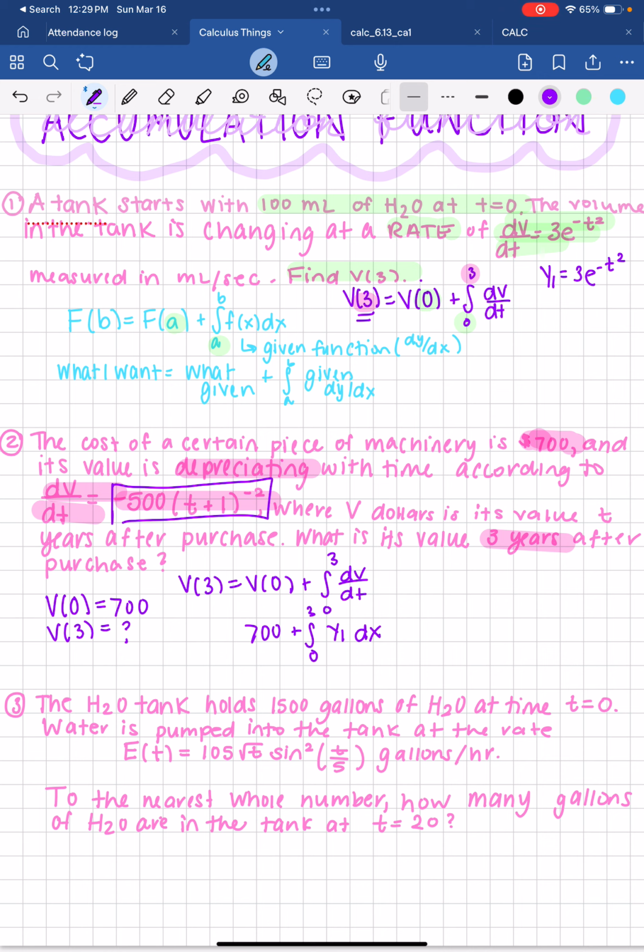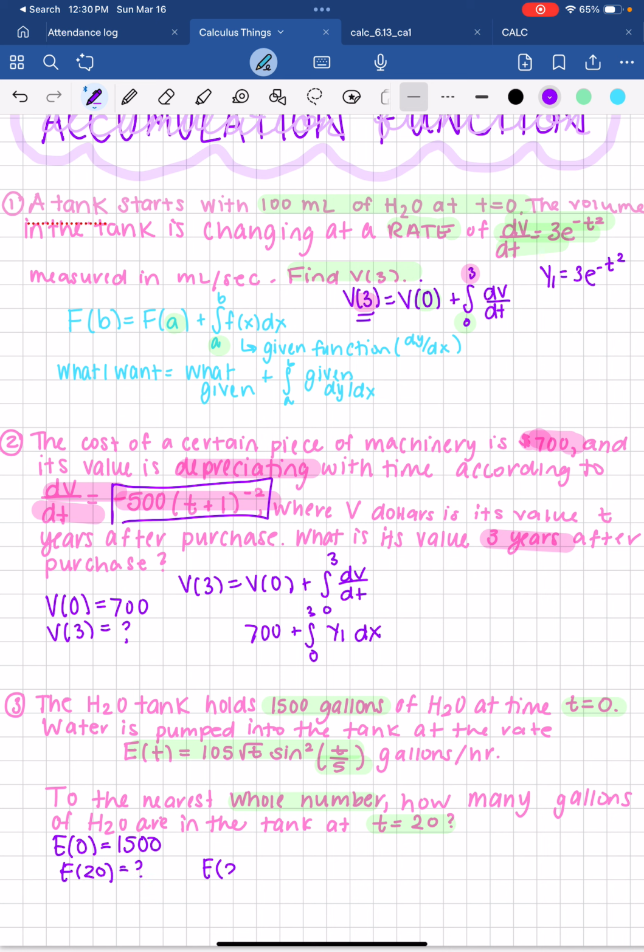And last one, the water tank holds 1,500 gallons of water at time 0. That's my starting amount. Water's pumped into the tank at this rate. To the nearest whole number, how many gallons of water are in the tank at time 20? Okay, so what do we know? We know E of 0, at time 0, is 1,500. That's what we start with. I want E of 20.